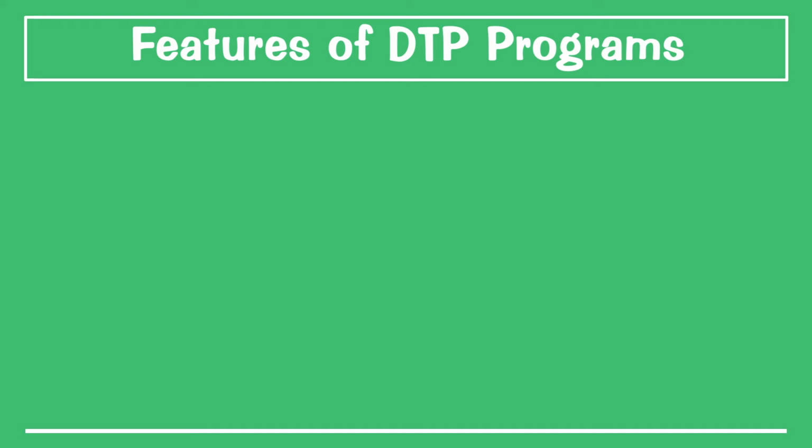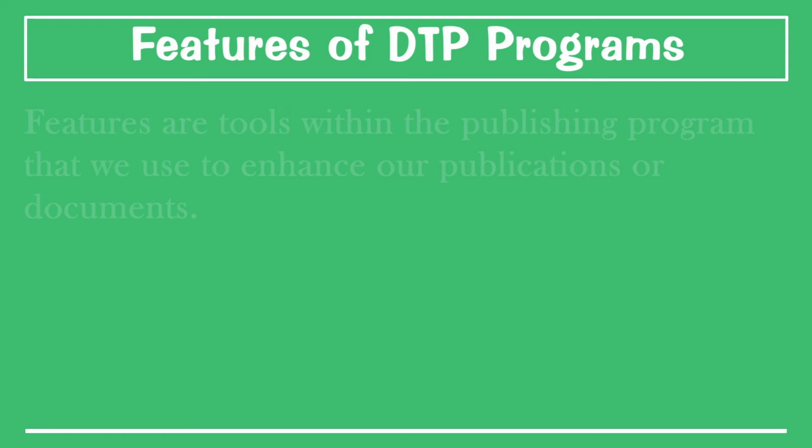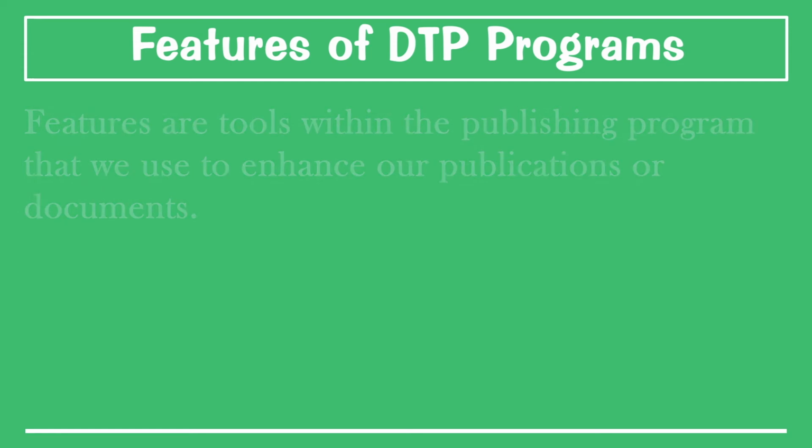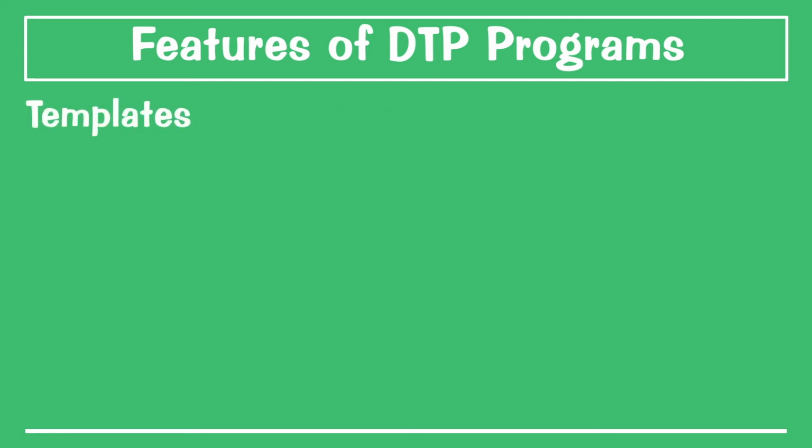Now, what are the desktop publishing features? Features are tools within the publishing program that are needed to enhance the publication or the document itself. So features are simply the tools that are within the program. For the features of desktop publishers, we'll start with the first one, which is templates.